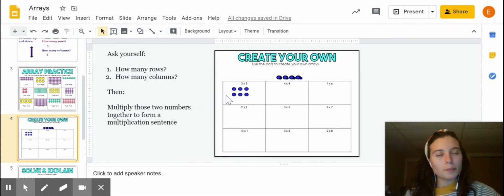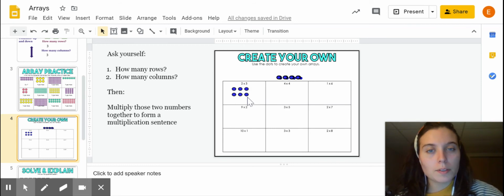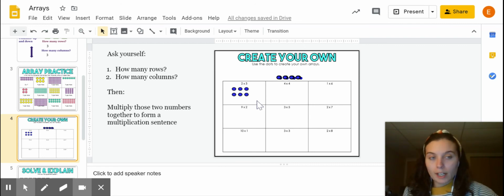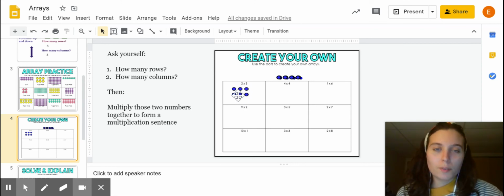Okay, so this time it's a little bit different. You have to make the array. You have to make it so the first number is the rows, 2 rows, and 3 columns. Or the other way around. It actually doesn't matter. You could have done three rows and 2 columns, but I did 3 columns and 2 rows.